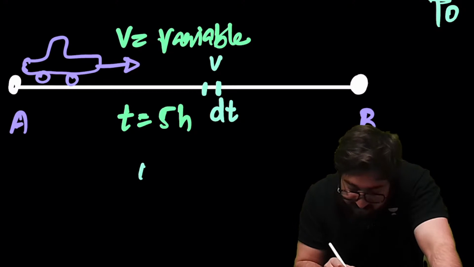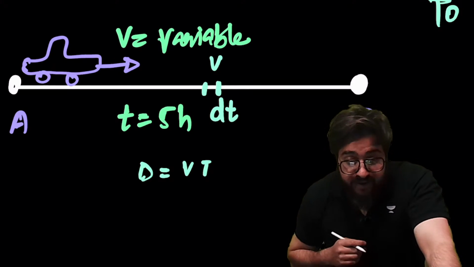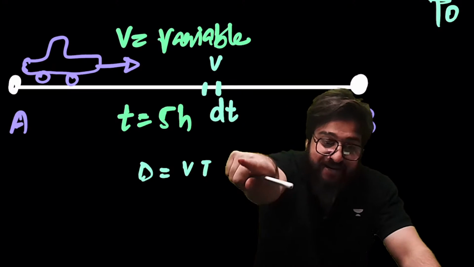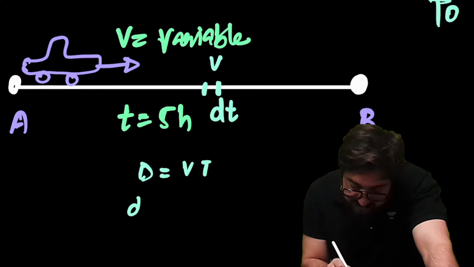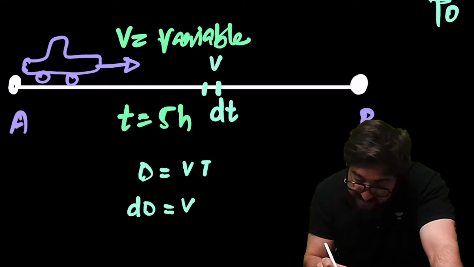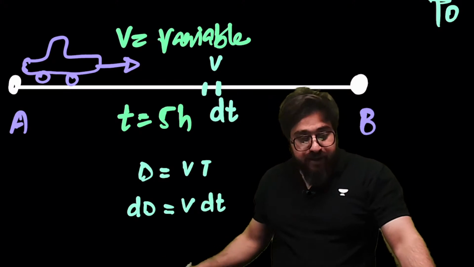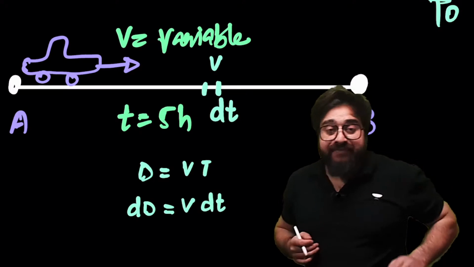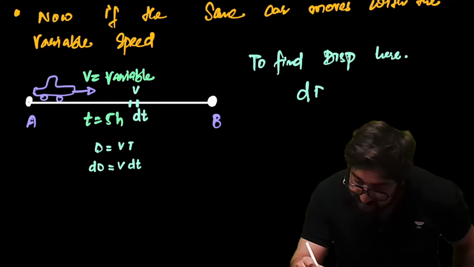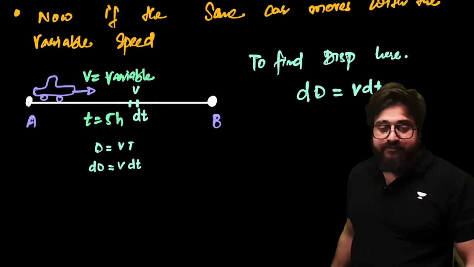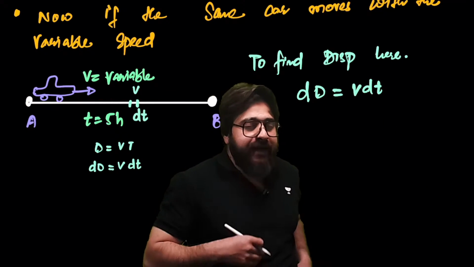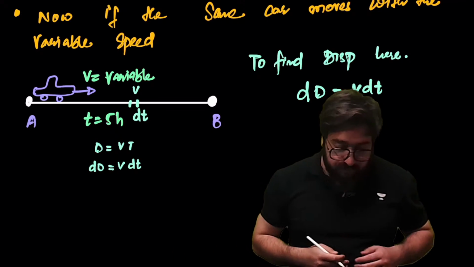Displacement is equal to velocity into time. In this case, the displacement covered will also be very small, because for very small time, the displacement covered will be small. So let's call that dd is equal to velocity into time, and the time is dt. So this is the small displacement covered: dd is equal to v dt. Now, to find the displacement from point A to point B, we need some trick.